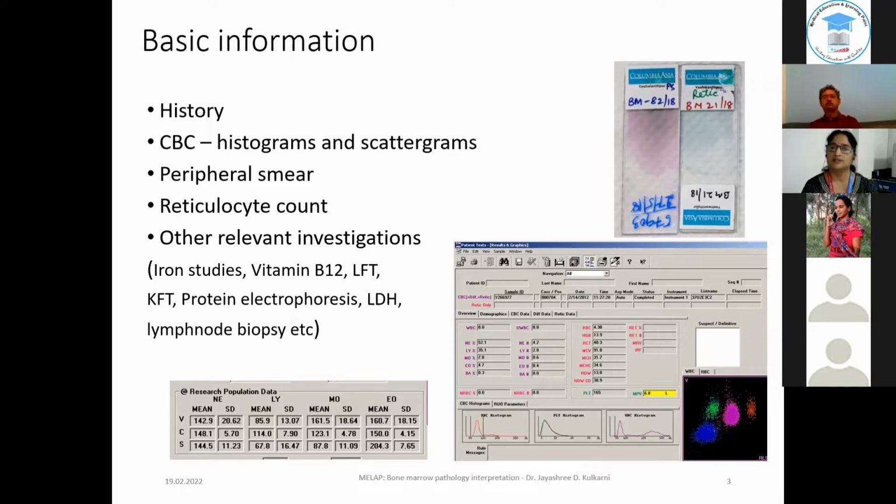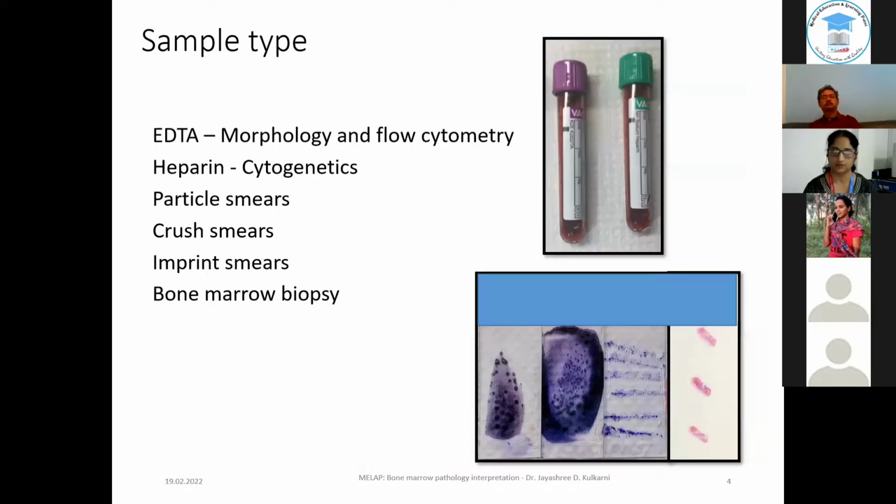Now, next comes the peripheral smear. Correlate the counts and see what your impression about the peripheral smear is. Another important test in hematological conditions will be a retic count, which is a very simple test but gives a lot of information, and relevant biochemical investigations. Though for iron studies and vitamin B12, we don't do a bone marrow for nutritional anemias, still these will help in many conditions. Then apart from that, the LFT, KFT, electrophoresis, RBCs, lymph node or any other tissue biopsy will be very useful.